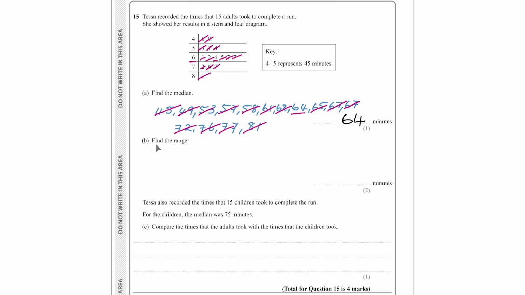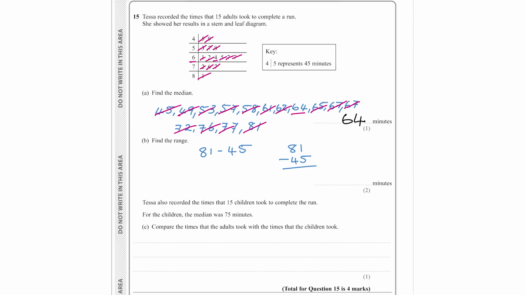Next, we've got to find the range. That's the largest value, subtract the smallest value. So our largest value was 81 and our smallest was 45. So when you do cross these off in stem and leaf diagrams, do it with pencil just in case you obscure the numbers. And we have 2 marks, so they want the working out. So it's 81 minus 45. You might have to show your workings.